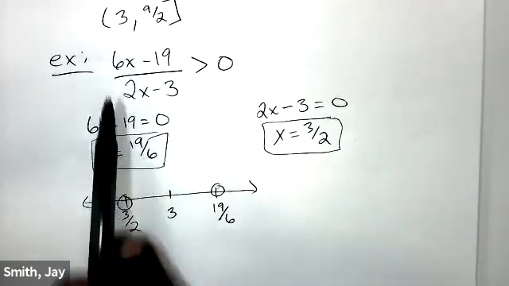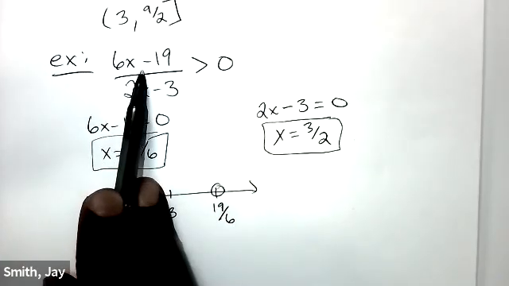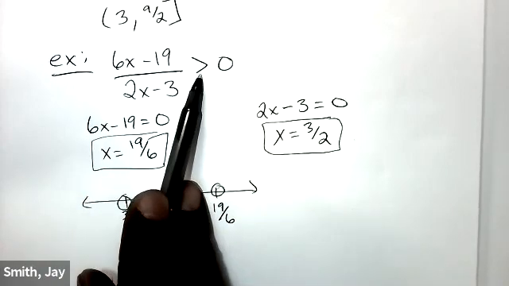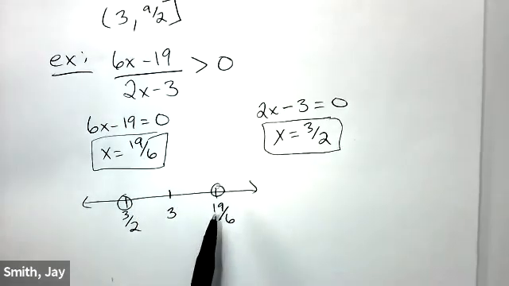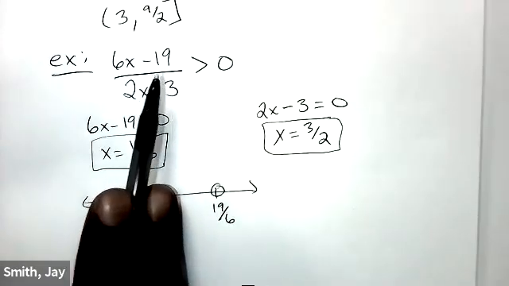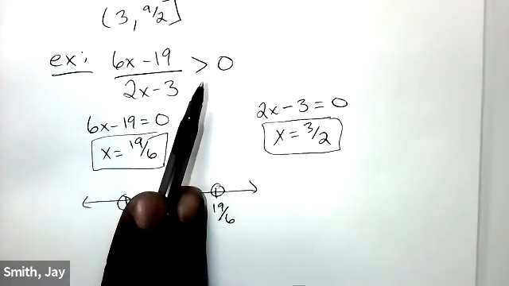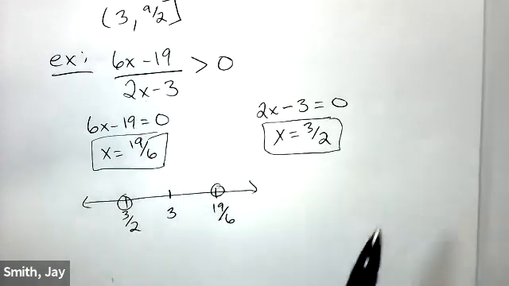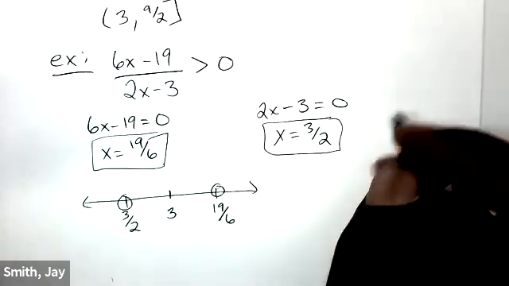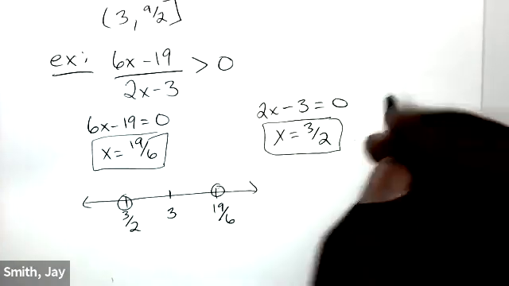Remember, at 19 halves my numerator equals 0, and 0 is not greater than 0. This does not have the or equal to symbol, so we have to exclude it. Yeah, 19 halves will make the numerator equal to 0. Can't have that because it doesn't have the or equal to. 3 halves makes the denominator equal to 0. We can never divide by 0. So both of those values will be excluded in my solution set.